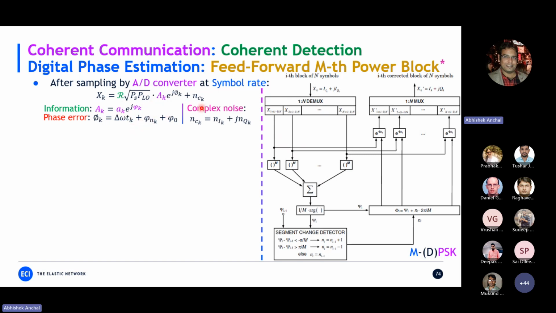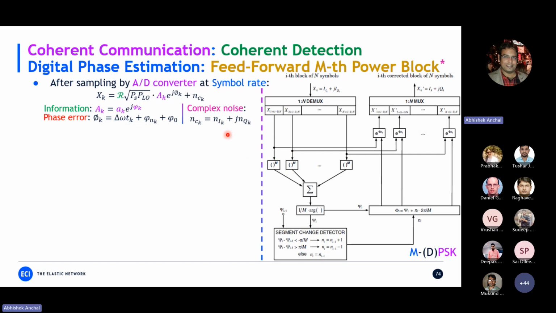How do we do it? We do it in the DSP. We take a block of N symbols. We take the serial symbols in time, convert them to parallel, and then we apply the power of M electronically. Basically, it's a mathematical function. So we go to the power of M, where M is your modulation order. For 16-QAM it is 4, for QPSK it is 2, for 8-QAM it is 3. So you go to the power like that.